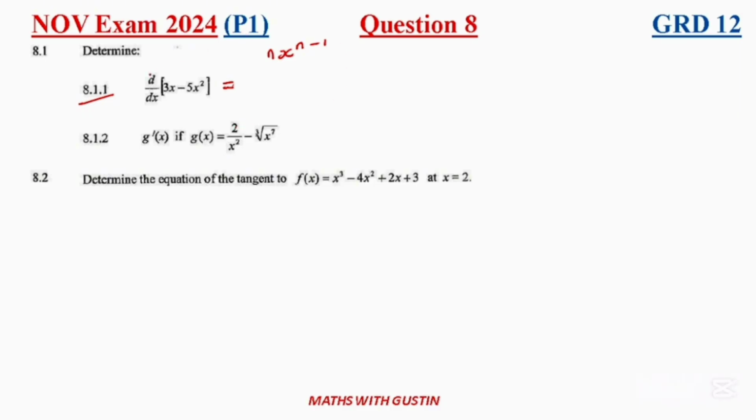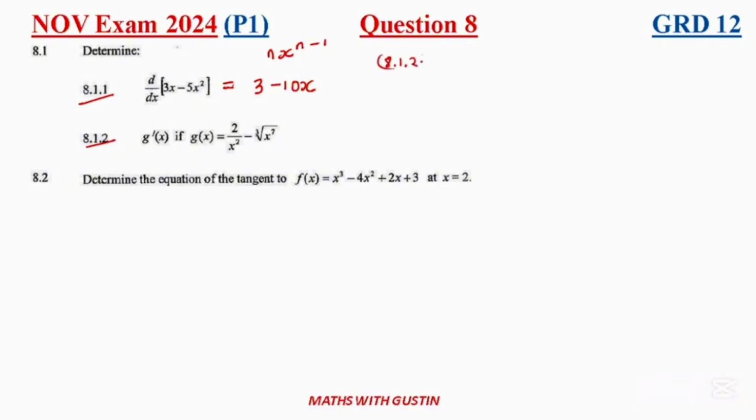All right, so now let's come here and say the derivative of 3x. We are only going to be left with 3, and then here we take down the 2 times 5, which is going to give us 10, and then 2 minus 1 is going to be just x. And that's how you would deal with a question like this one. Okay, so now 8.1.2.